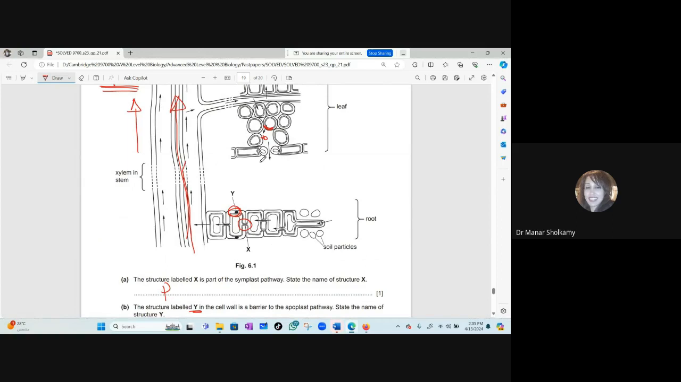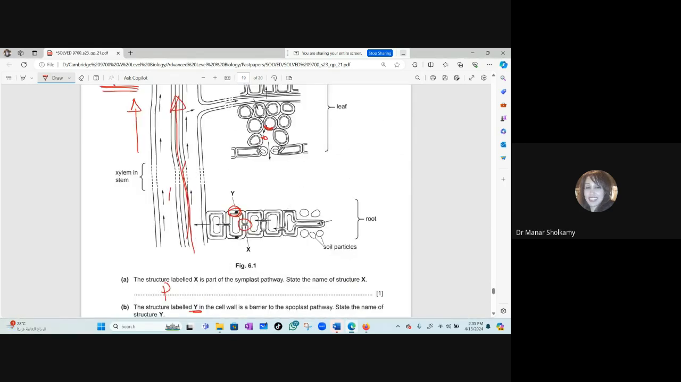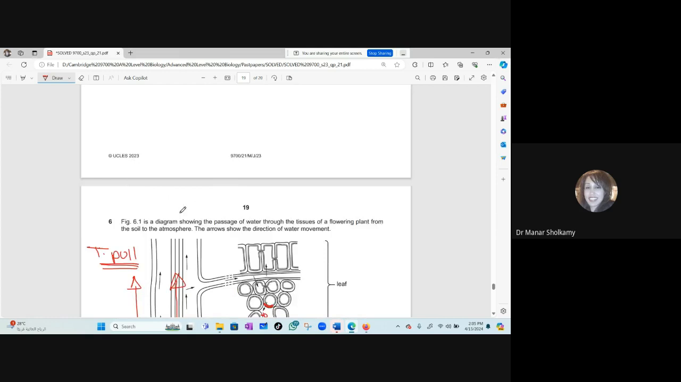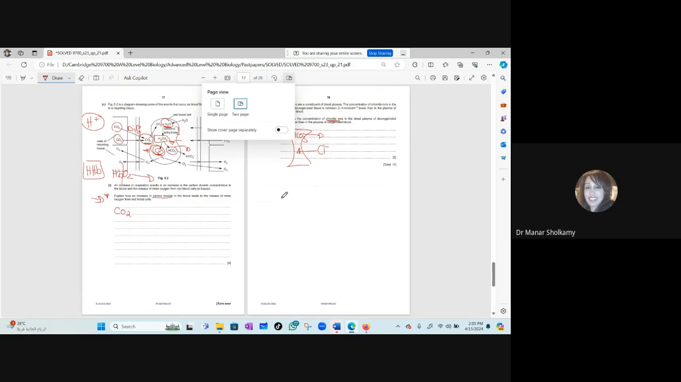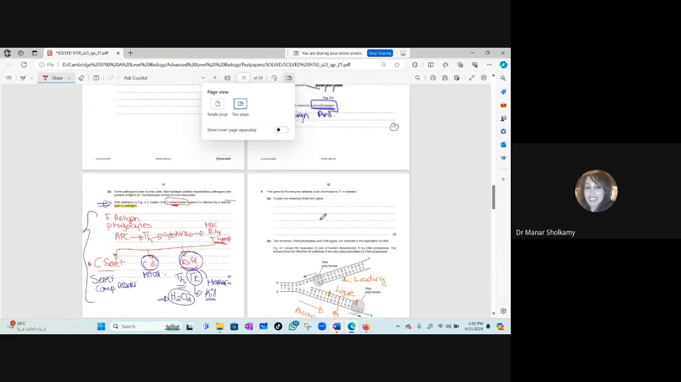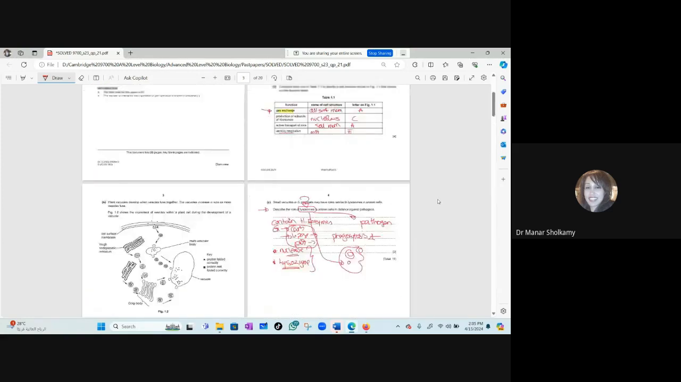I was actually thinking that they will ask us about the movement of the water up the xylem. There are so many things to say, and the symplastic pathway and the apoplastic pathway, but the question ended here. So this exam, in my opinion, is a very easy exam, but it depends on your direct studying. If you studied well, they asked you direct questions. Let's look exactly at what they asked you about.